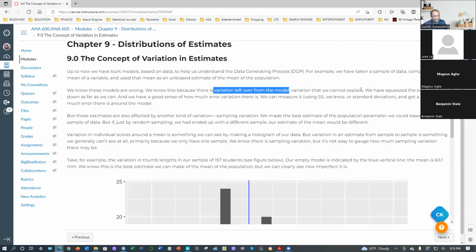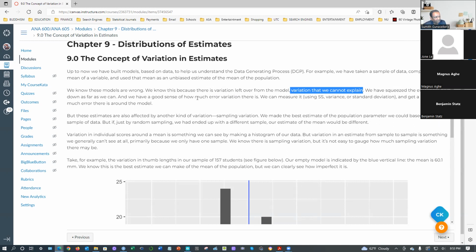Variation that we cannot explain, unexplained variation, unexplained error. We have to squeeze the error variation down as far as we can. We know that. That's why we're going to pick any single value to explain that whole distribution, which has the minimum sum of squared error or minimum mean squared error.